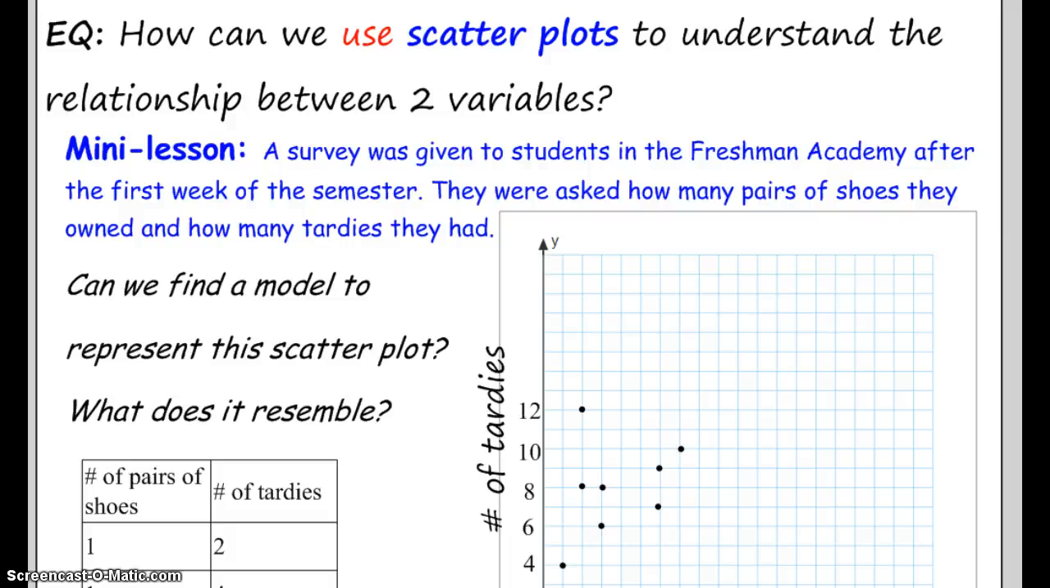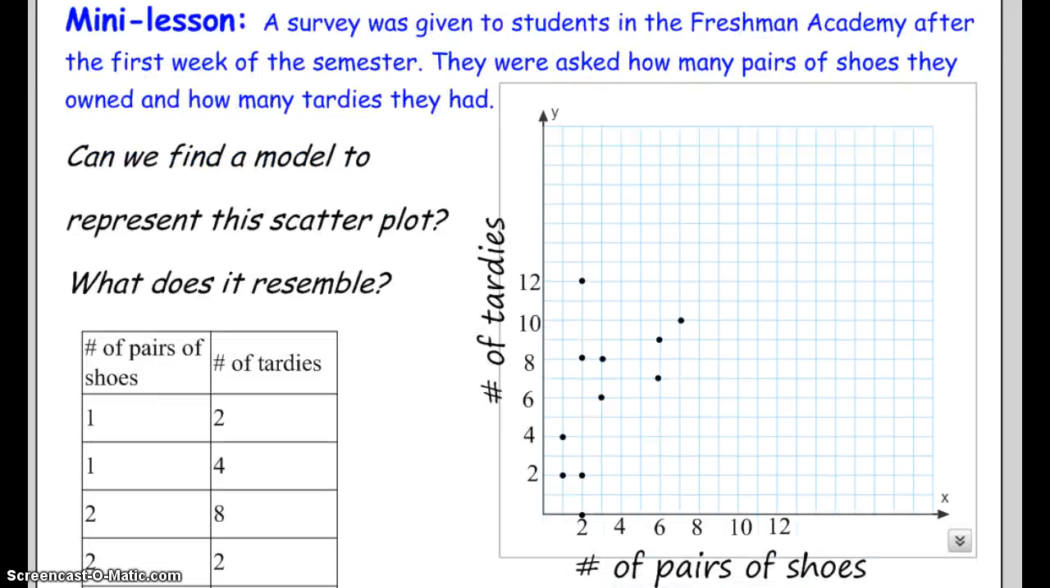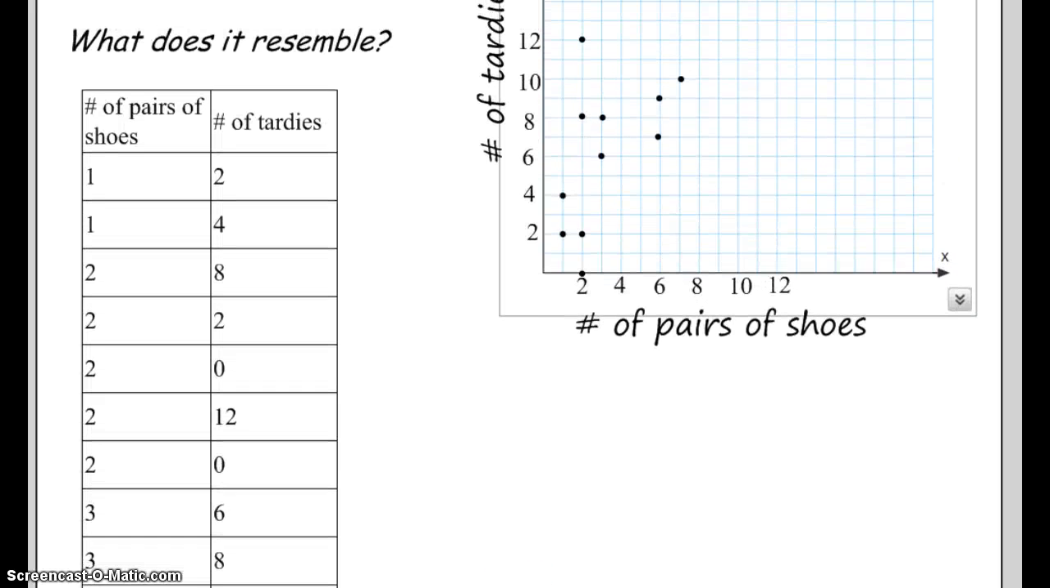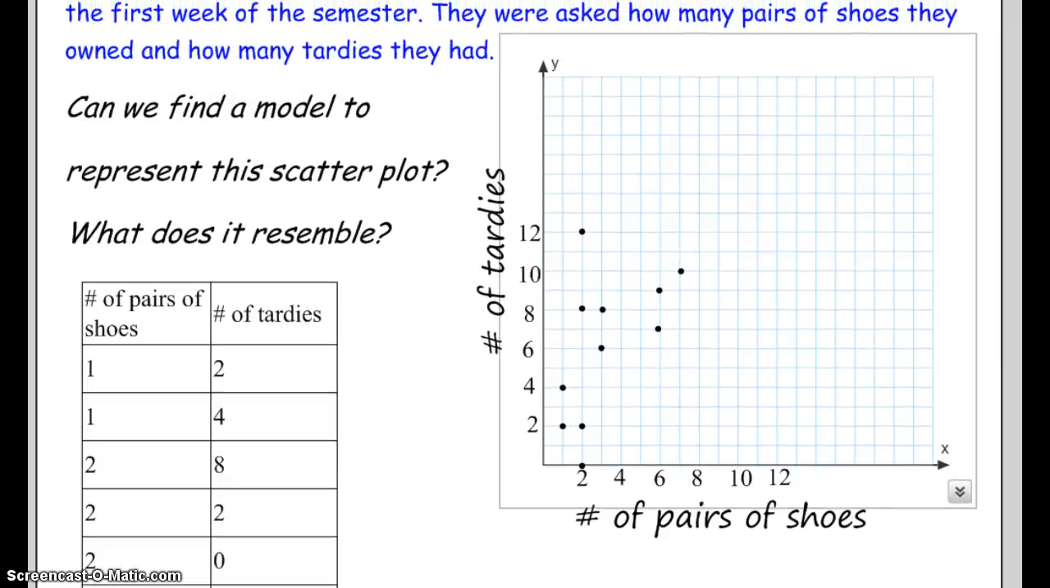So we're going to start with a survey that was given to students in the Freshman Academy after the first week of the semester. We asked how many pairs of shoes they owned and how many tardies they had. As you can see, we created a table here, and then we created a scatter plot. The x-axis is the number of pairs of shoes, the y-axis is the number of tardies.